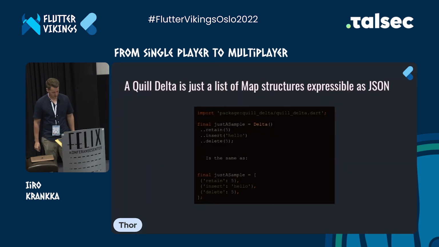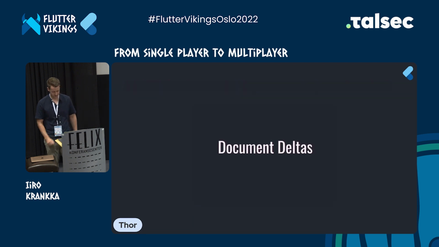What it basically is, is a fancy list of map structures that can be expressed as JSON. But the benefit of using this library is that you can construct those map structures in a type-safe way. And also, like I said, the library contains utility methods so that you can do diffs and all that stuff that is usually very useful when you're doing these things.